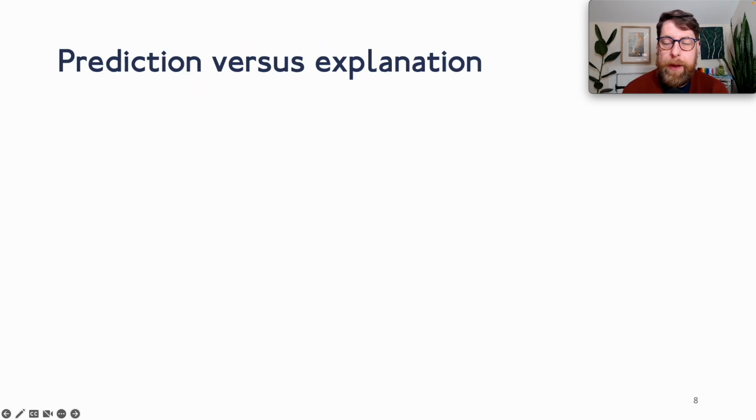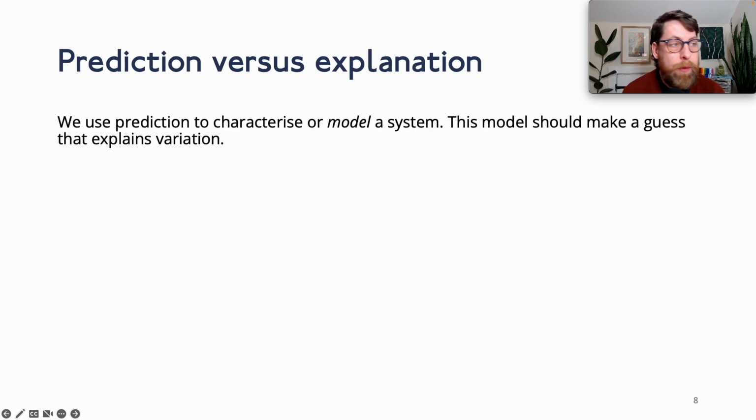So if we're going to go out and compare what we observe to what we expect, there are a couple of different approaches to that, and some of the key ones here are thinking about it in terms of prediction or explanation. Now they're related, and they both have a form of statistical reasoning along with them. But they are different enough that it's worth considering them, and considering them as approaches that you can integrate. So we use prediction to characterize or model a system. Now the model should make a guess that explains variation.